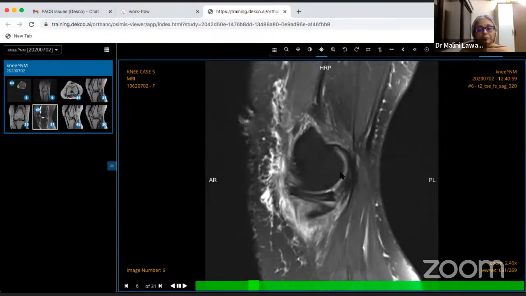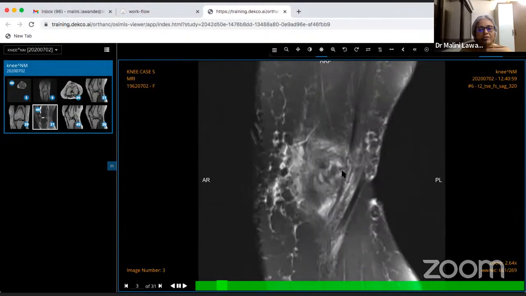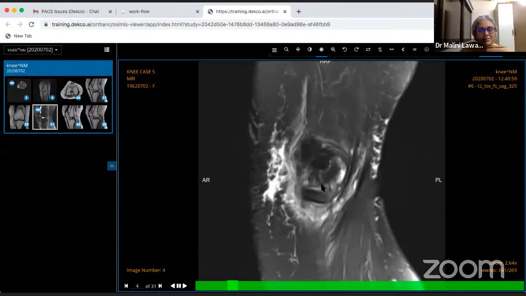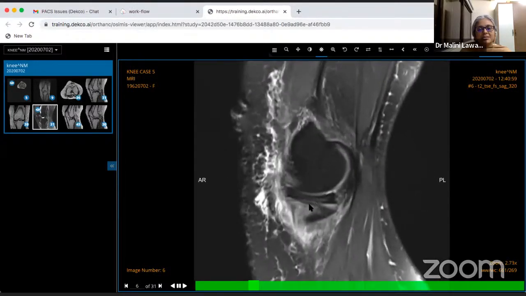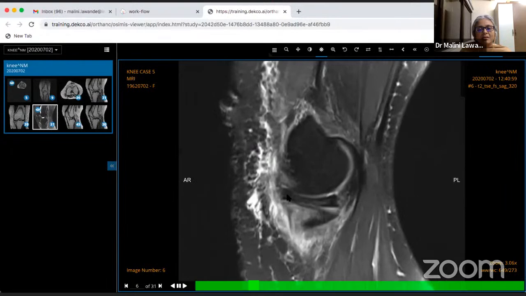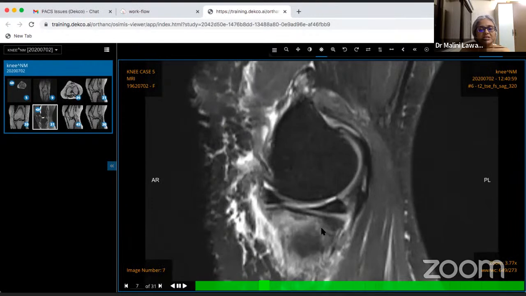Now this scan, I'm starting to look at it from medial to lateral. I can see some subcutaneous edema. As I come to the medial meniscus, this here is the body of the medial meniscus, and I can see intrasubstance signal within it. Here it's not reaching the articular surface. But what is more catching my eye is this marrow edema in the tibia.